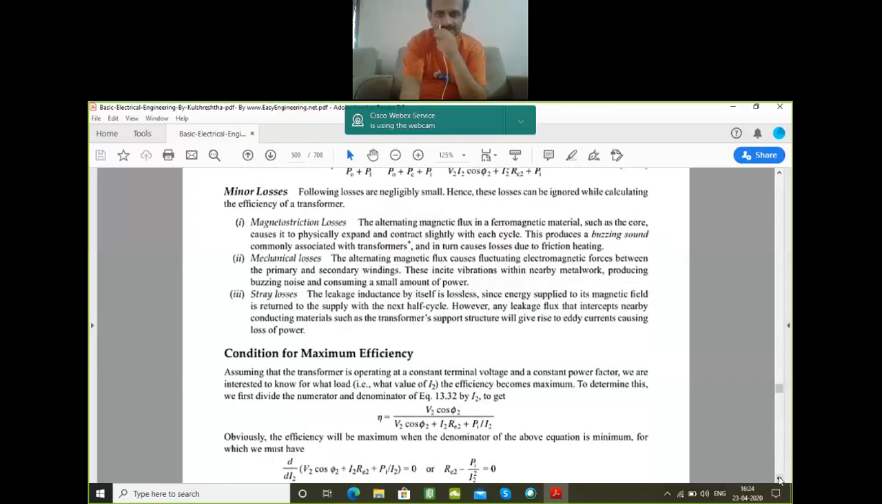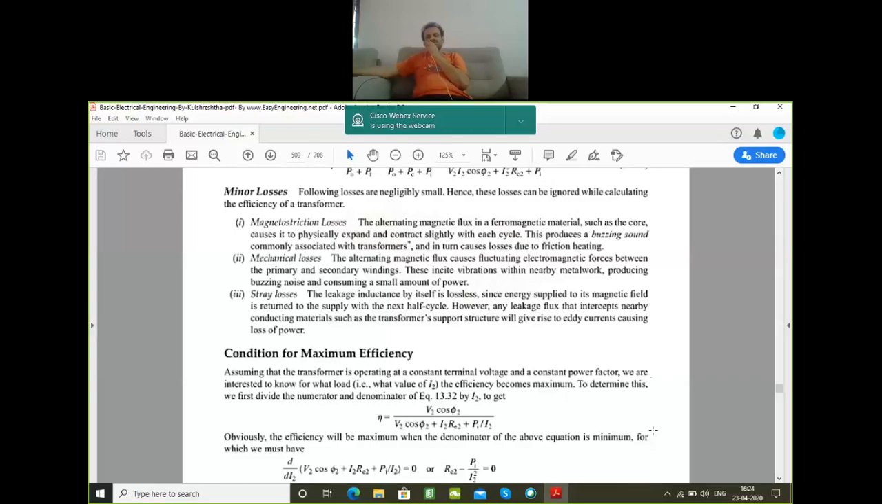Condition for efficiency. The transformer is operating at a constant terminal voltage and a constant power factor. We are interested to know for what load the efficiency becomes maximum. To determine this, we first divide the numerator and denominator of the equation by I2. So we want to find out the maximum efficiency of the transformer.